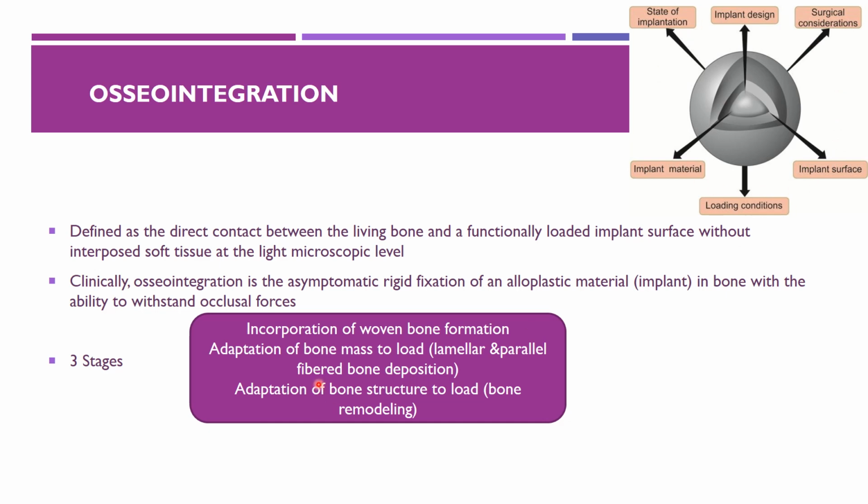Clinically, osseointegration is the asymptomatic rigid fixation of an alloplastic material in bone with the ability to withstand occlusal forces. There are different stages for its formation, starting with the incorporation of woven bone formation, adaptation of bone mass to load, or lamellar or parallel fibered deposition, and then adaptation of bone structure to load, where bone remodeling will be there. So these are the three different stages.